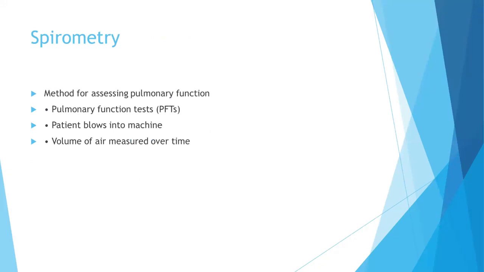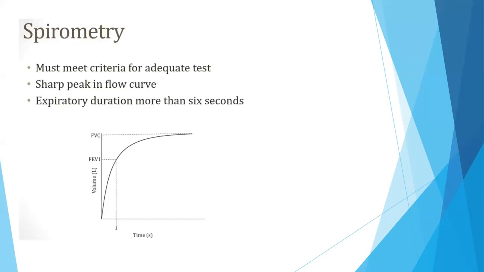So spirometry is a method for assessing the pulmonary function. Pulmonary function testing is done through spirometry. The patient blows into the machine and the volume of air is measured over time. Spirometry must meet criteria for an adequate test. There is a sharp peak in the flow curve and the expiratory duration should be more than 6 seconds. So whenever the patient blows into the machine, the patient should blow for at least 6 seconds.